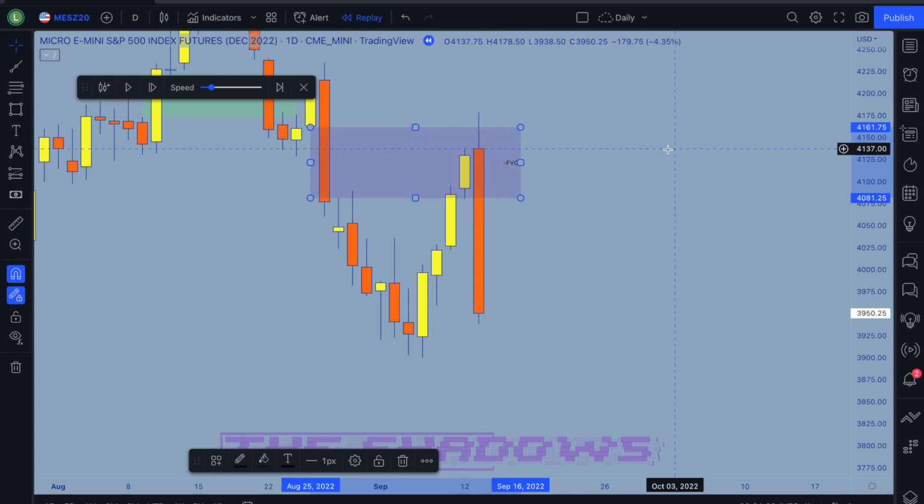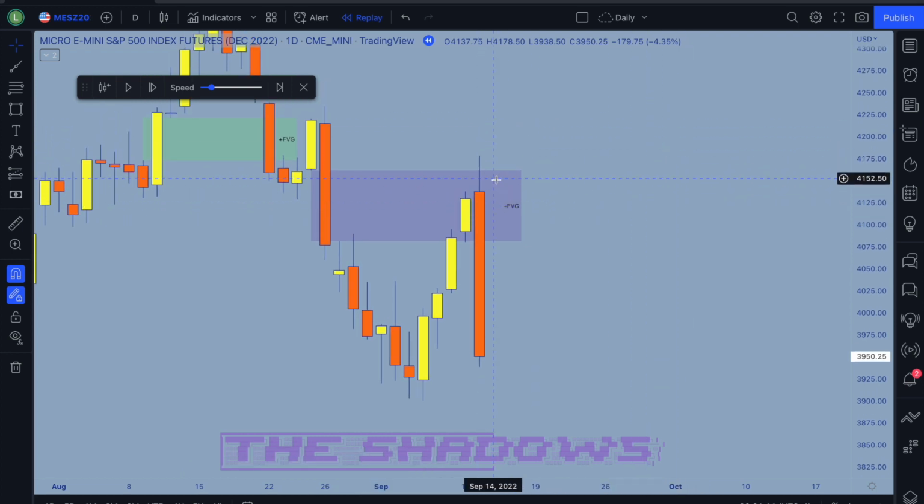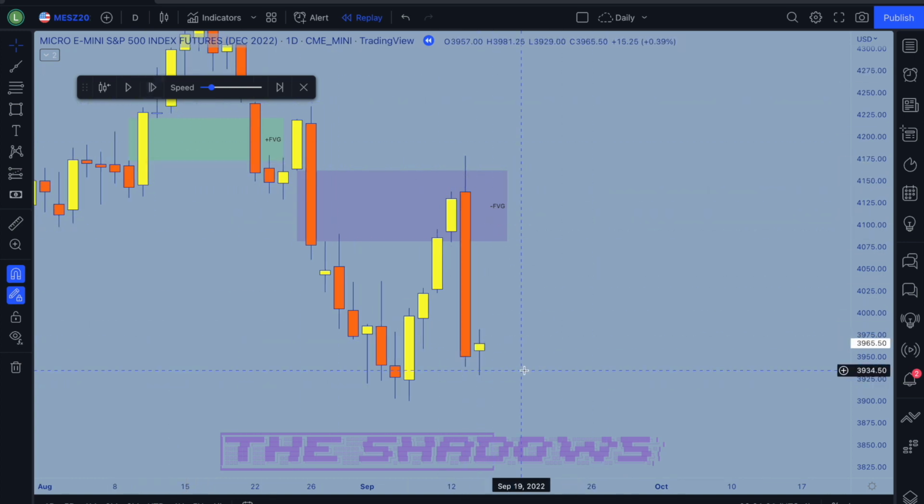It wicks through it. Now, some people like to call fair value gaps filled when the body closes the gap. I personally see a gap filled when the wick closes. And then you can see the strong price sensitivity down and probably formed yet another gap. These gaps will form all the time, all over the place.